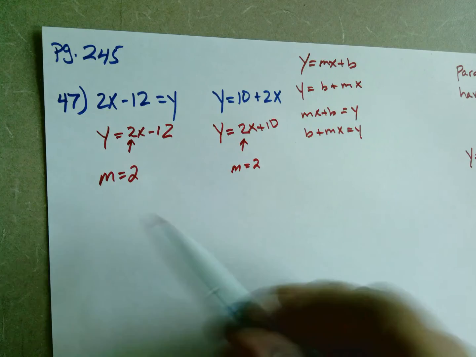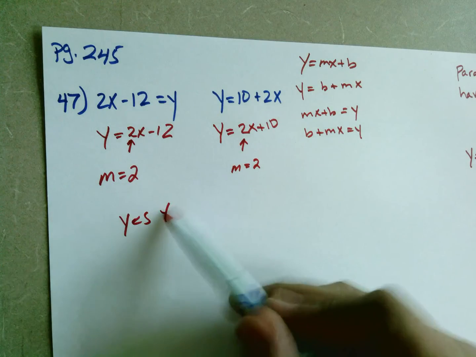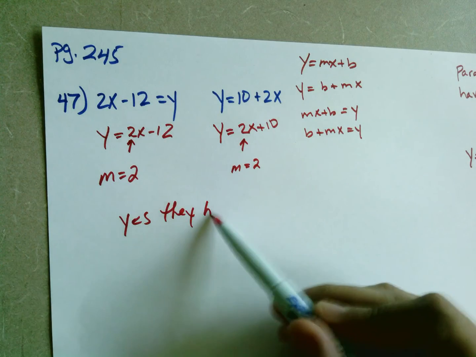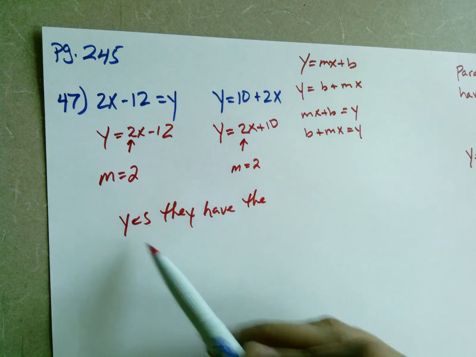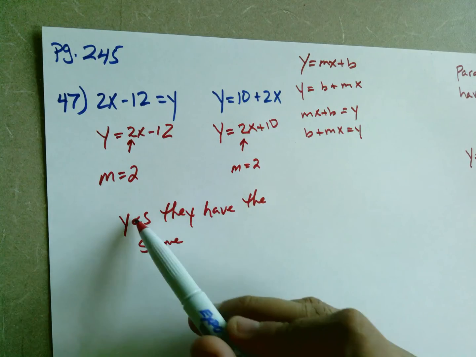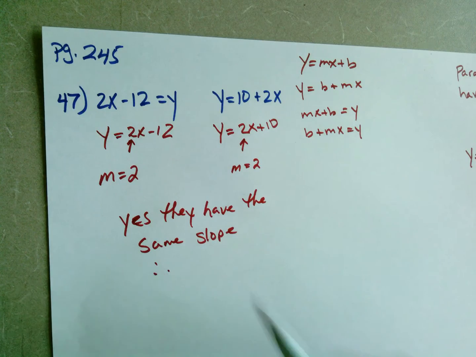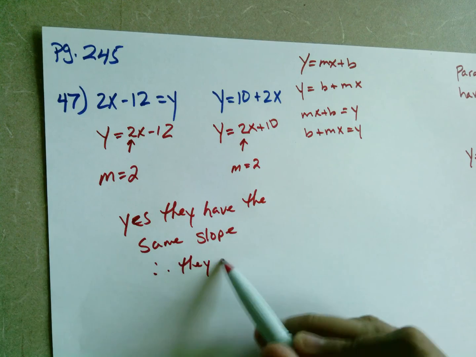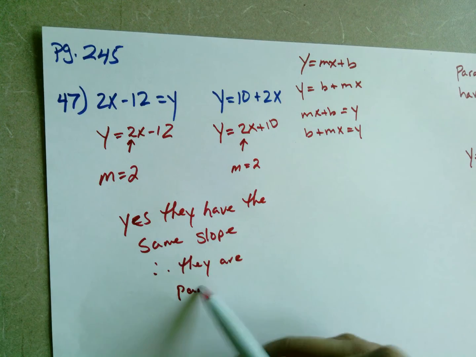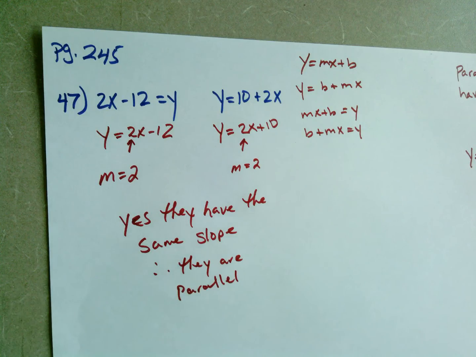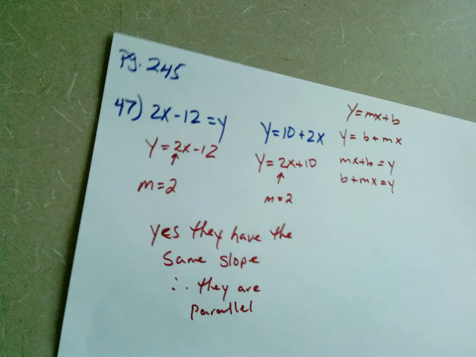So, yes, they have the same slope. Therefore, they are parallel. That's my explanation. They are parallel because they have the same slope. And number 47 was fairly easy to find out.